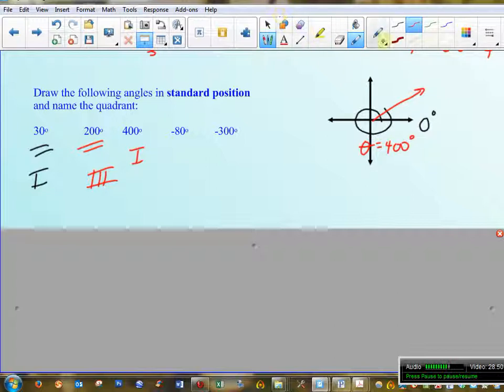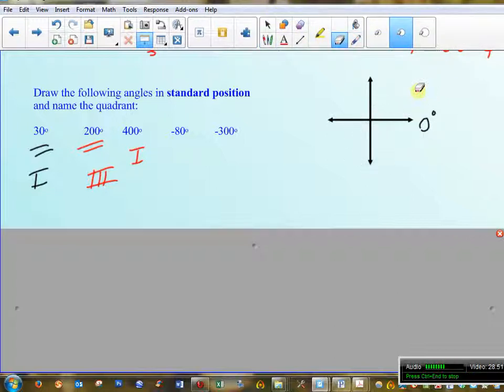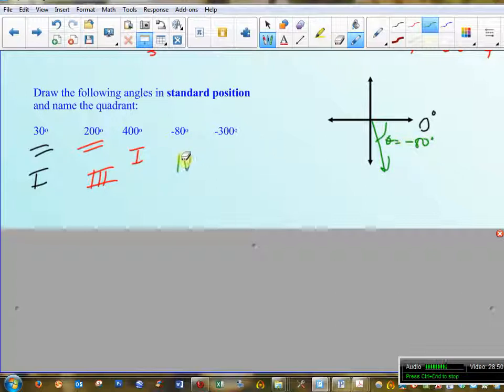What changes if I have a minus sign in front of the degree measure? Well, if I have a minus sign in front of the degree measure, instead of starting by going up, I'm going to start by going down. So we'll start here, and I'm going to go down 80 degrees, and I don't quite make it to the 90 mark. Draw in my arrow. This angle here, theta, is equal to negative 80 degrees, and I'm in quadrant 4.